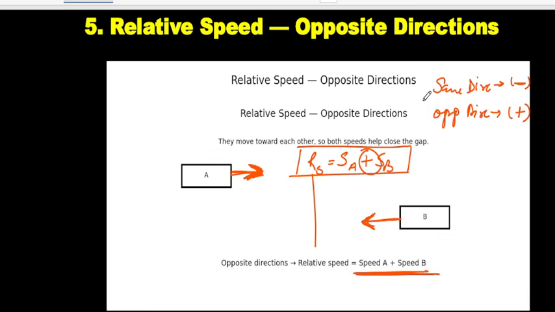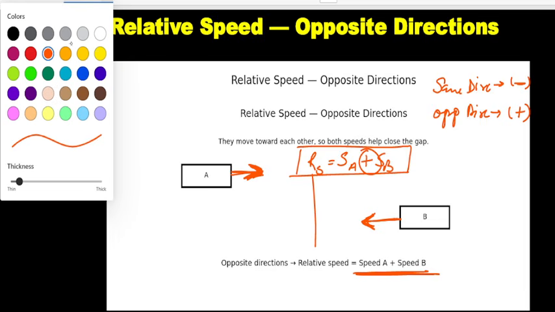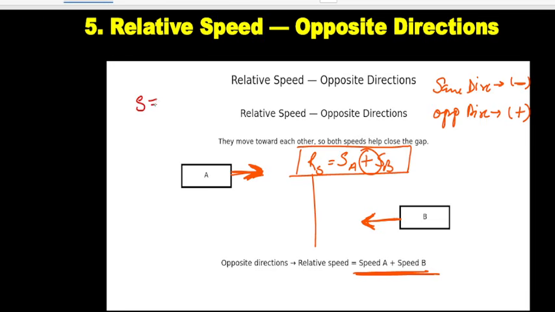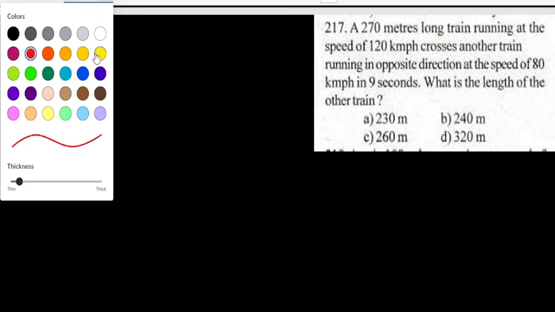Other concepts are exactly the same. We are going to utilize the same basic formula that we have learned, that speed is equal to distance by time, my friend. Let's check the question. A 270-meter long train running at a speed of 120 kilometers per hour crosses another train running in the opposite direction with a speed of 80 kilometers per hour in 9 seconds. What is the length of the other train?